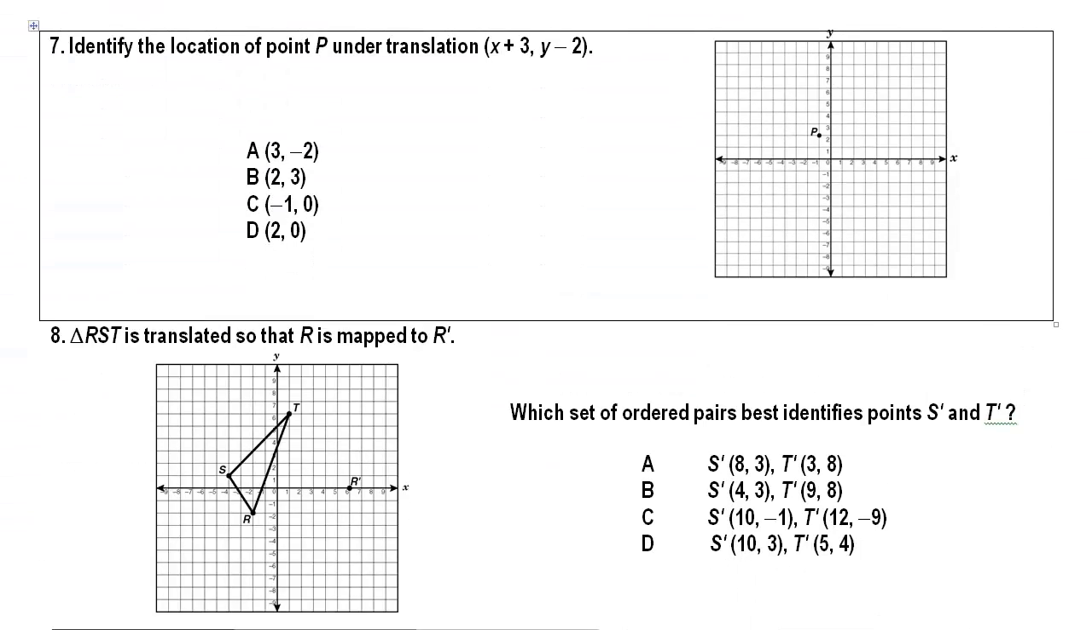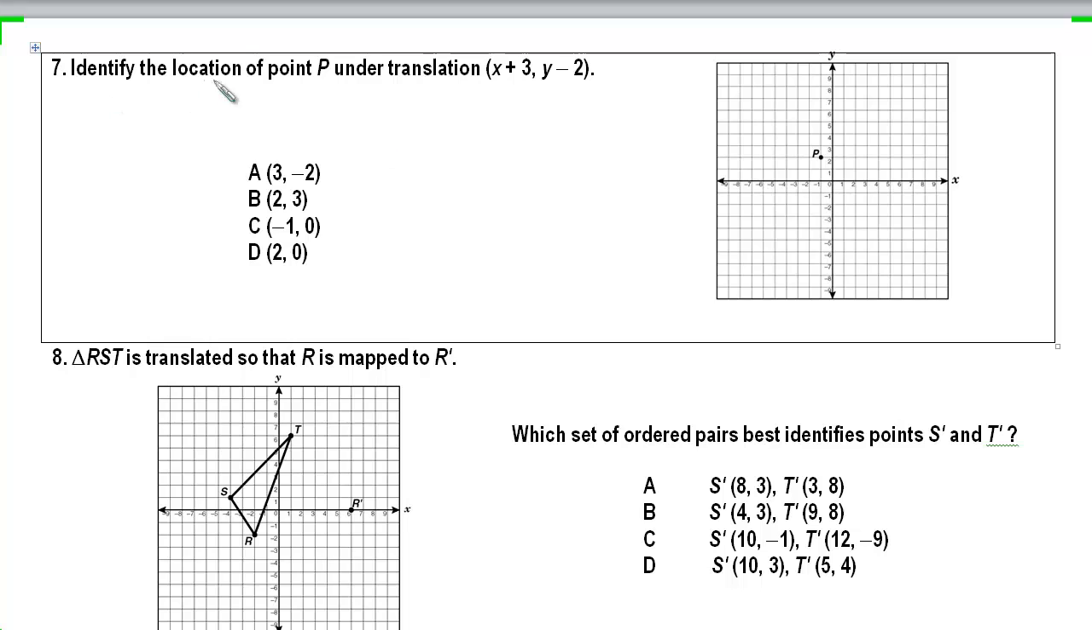So looking again, this is a translation problem. Different way to ask it. They want me to find the location of point P under the translation, again in coordinate notation. This is +3 to the x, -2 to the y. So if I take P, when I'm given a graph, it's going to move 1, 2, 3, and then 1, 2. So it looks like it will be right at 2, 0. Those ones are easy when you have the graph because you can just move it.